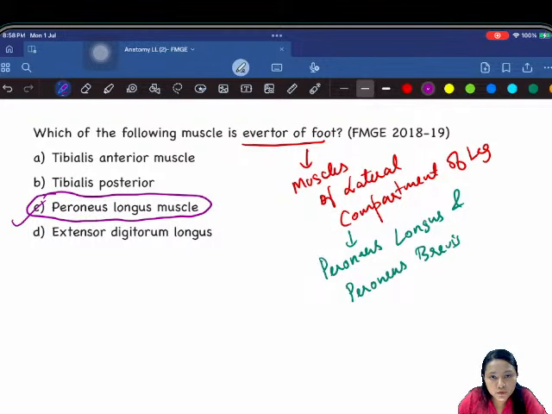Okay. So the everter of the foot, tibialis anterior, tibialis posterior, extensor digitorum, forget everything else. Whenever the question comes on the everter, you just have to remember that lateral compartment muscles are the chief everters of the foot. So you have only two muscles there, peroneus longus and brevis. So they have given one option, that is peroneus longus. Okay.